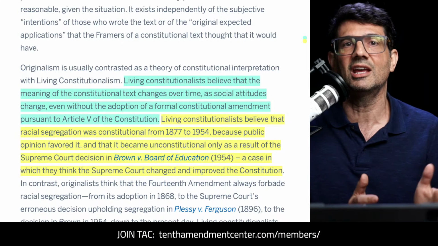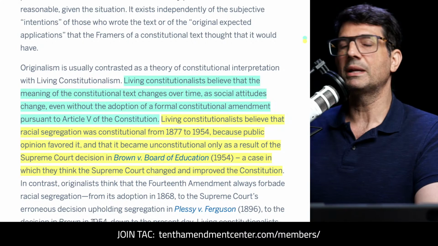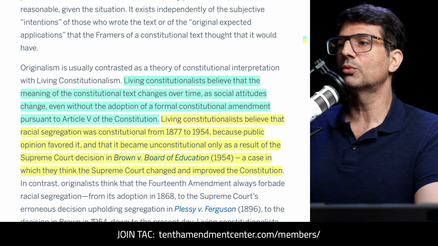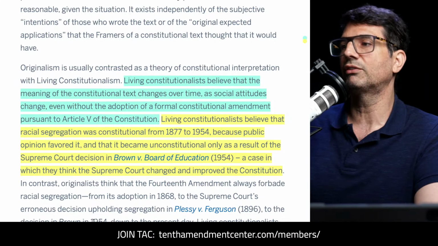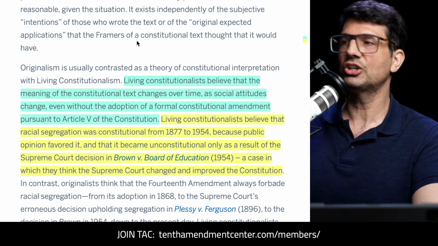So they take the position, according to Calabrese, that racial segregation was constitutional until 1954 because public opinion favored it. And then it became unconstitutional only as a result of the Supreme Court decision in Brown versus Board of Education in 1954, a case in which they think the Supreme Court changed and improved the Constitution. So it's pretty wild. There's really just one definition Rob Nadelson set.